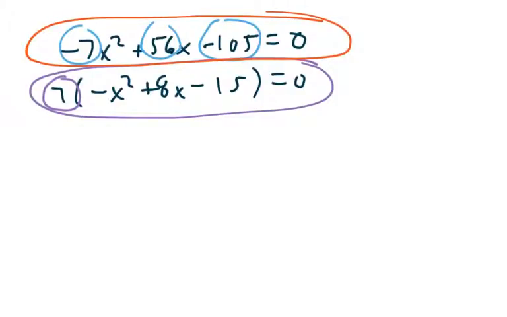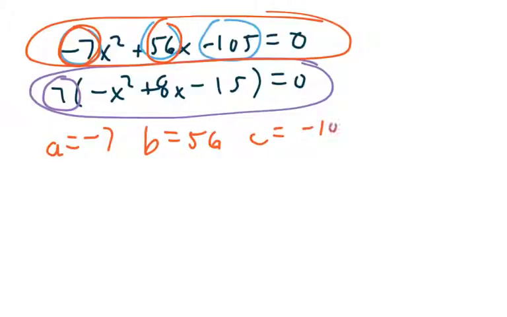So let's get started here. Does everybody agree A would be negative 7? Again, that number in front of x squared is my A. My B is 56. Again, the number or coefficient in front of x is your B. And my C is negative 105, right? That's that constant right there. Okay, so we're ready for the quadratic formula.